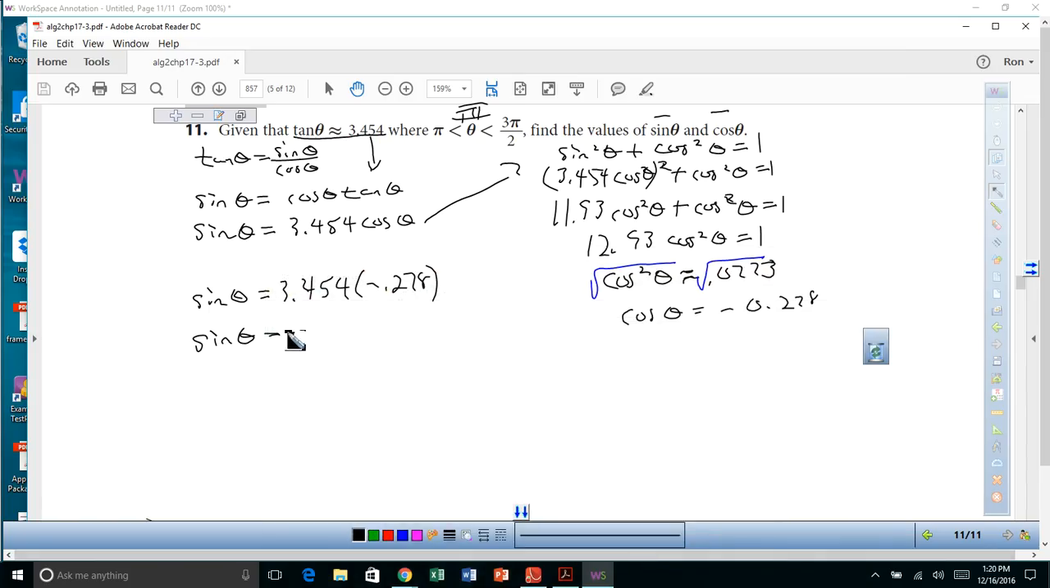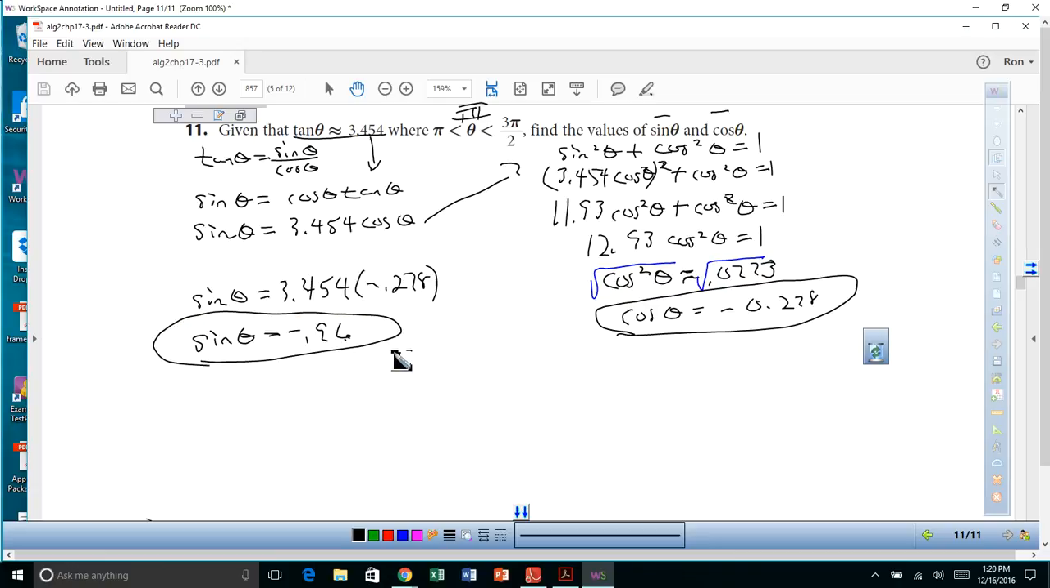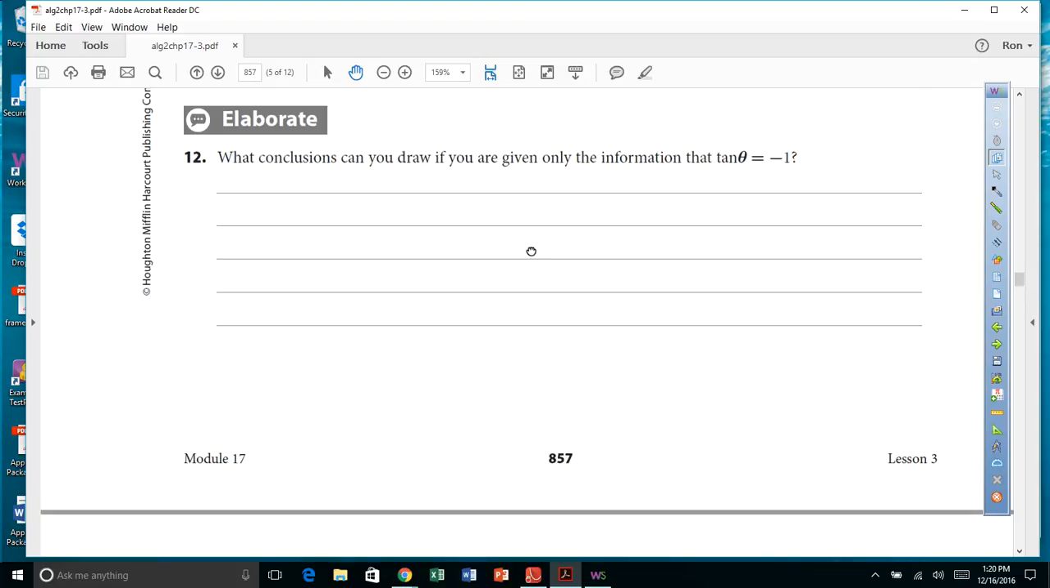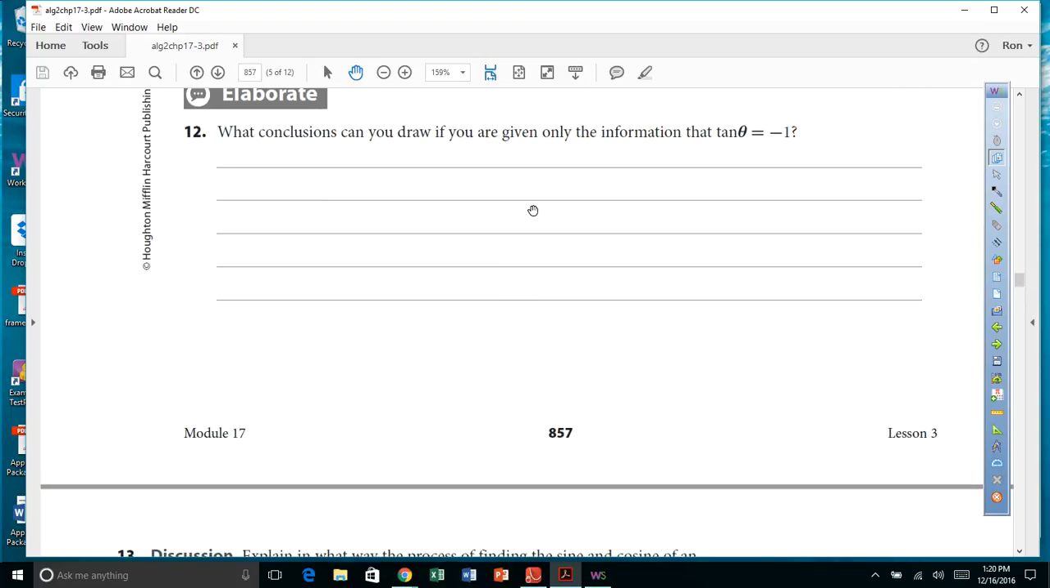So cosine theta is going to be negative 0.96, which is what we expected it to be, negative, because they were both negative up here, right? Because we're in quadrant 3. Okay. So there's your cosine, and there's your sine, and you got it. Good deal. What conclusions can you draw if you are given only the information that tangent theta equals negative 1?